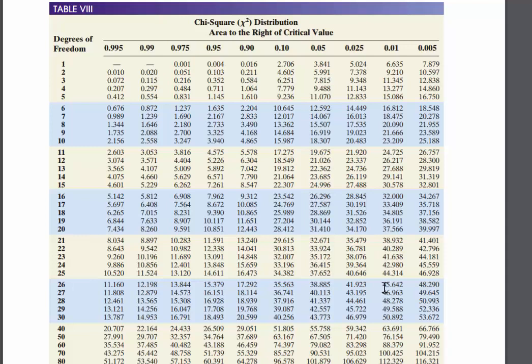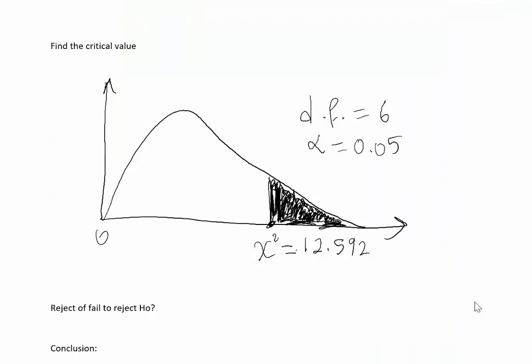So let me show you here. If I show you my pen here at 0.05 and then go down to 6, which is, as you can see, 12.592. So this is my critical value. Now I'm going to go back to the exercise and write down the critical value, which is 12.592. Okay, the critical value is 12.592, but my test statistic from the previous step was 14.80.